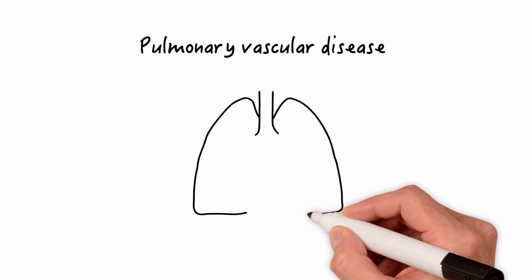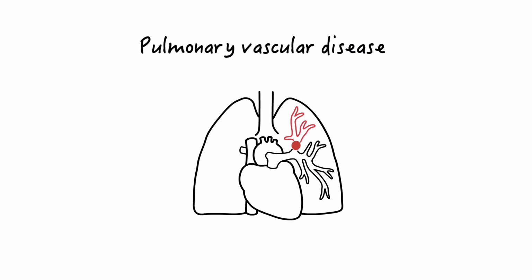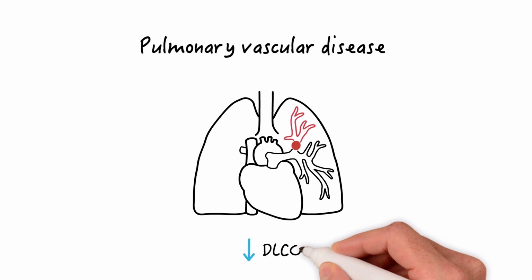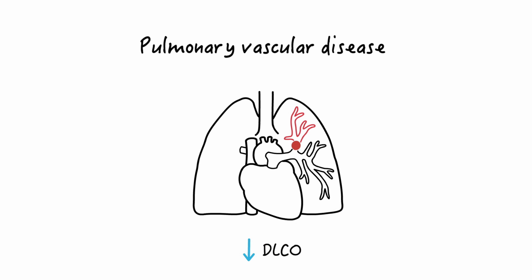Thrombotic or embolic occlusion of branches of the pulmonary artery reduces DLCO, as do disorders of the pulmonary capillaries, for example, vasculitis. Severe pulmonary hypertension may be associated with obliteration of the pulmonary capillaries and a reduction in DLCO.